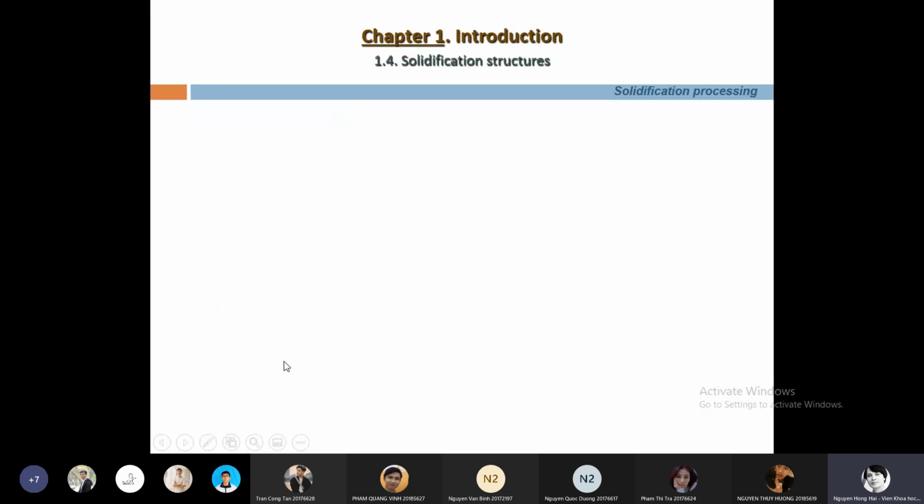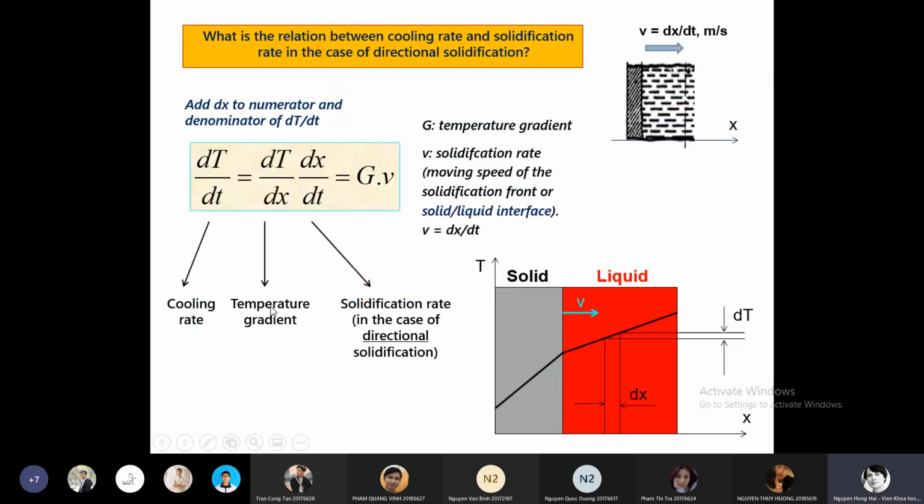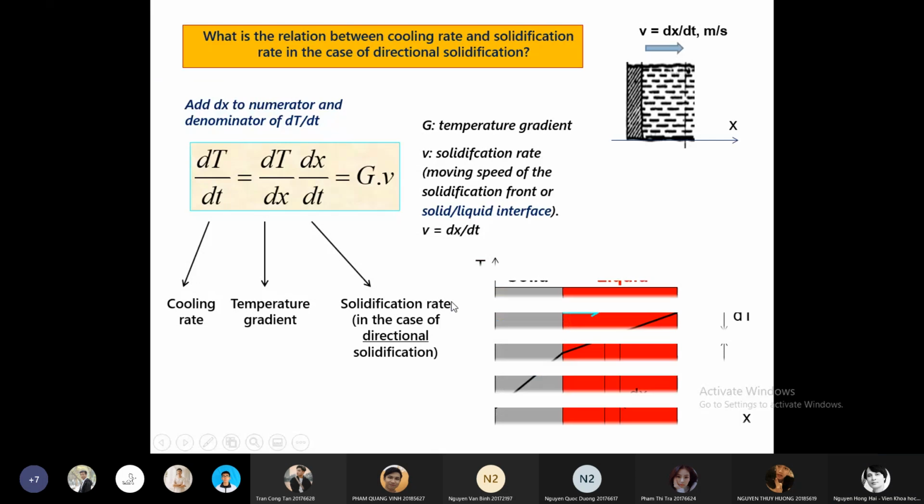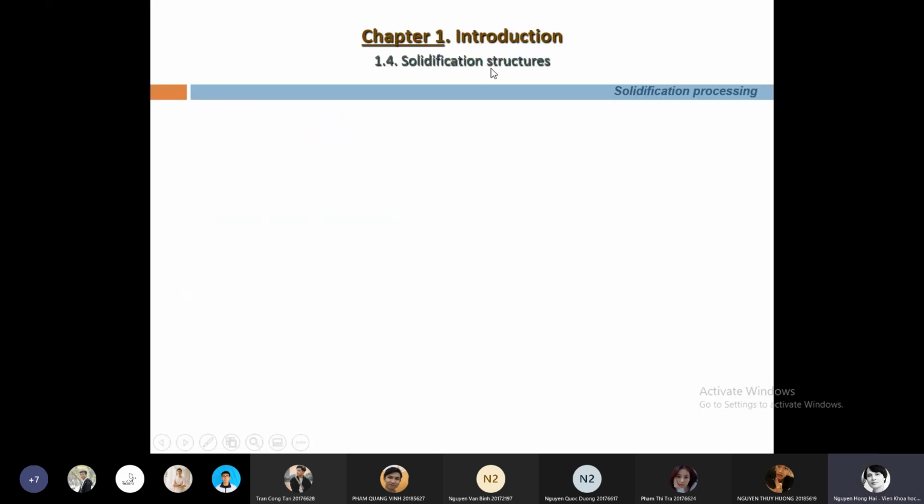These processing parameters, solidification rate, cooling rate, temperature gradient, and so on, will determine the solidification structure of a metal or alloy.